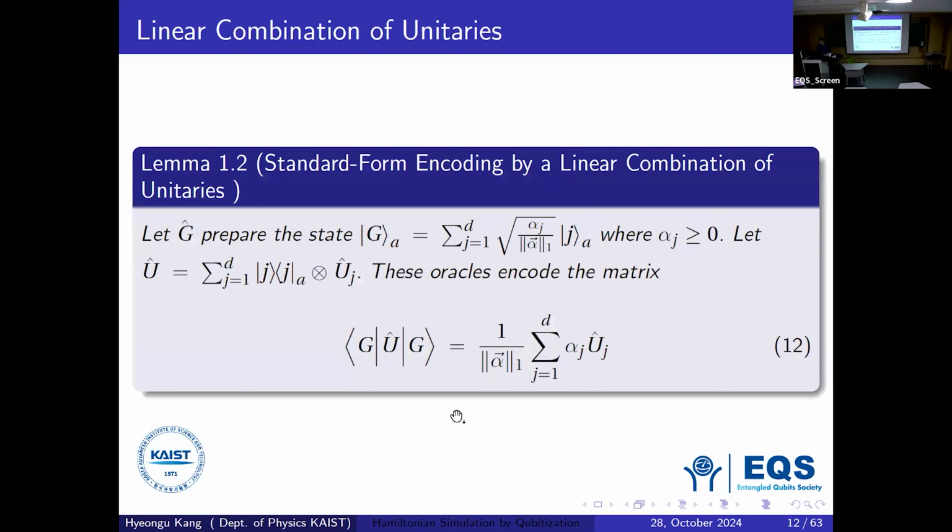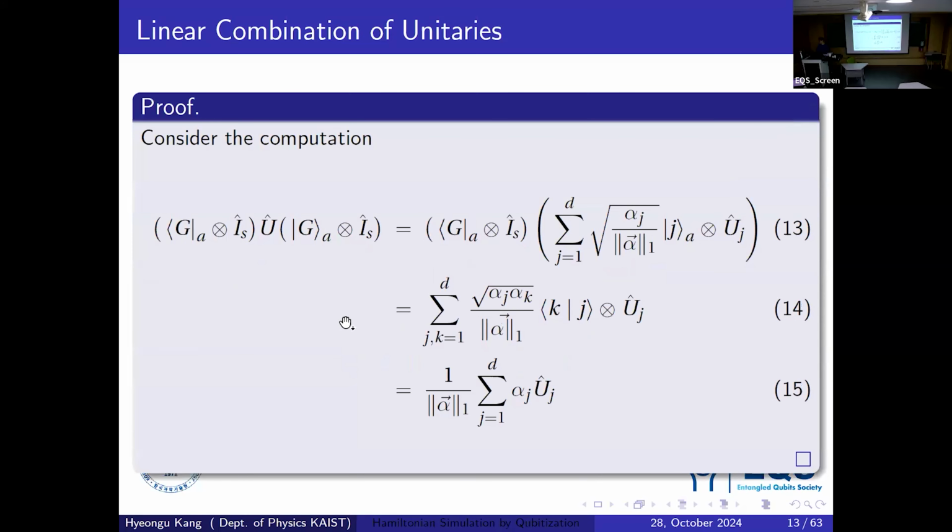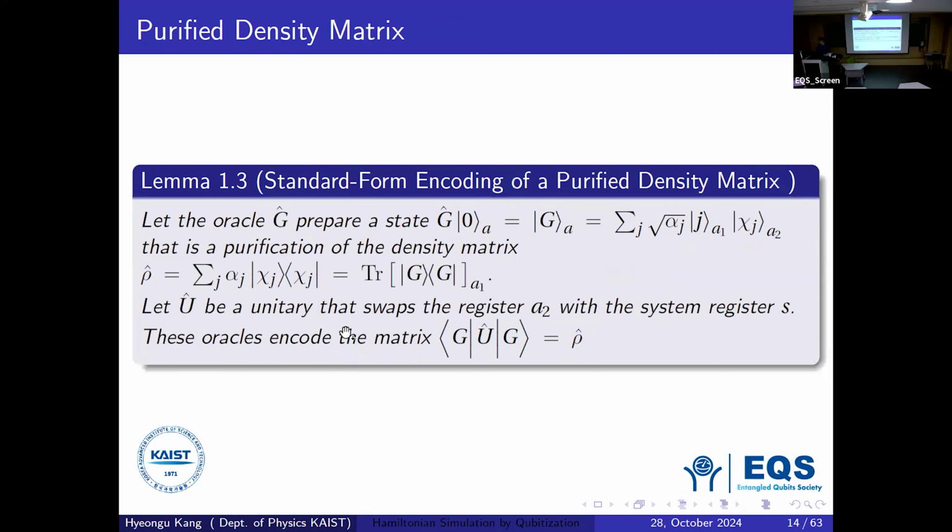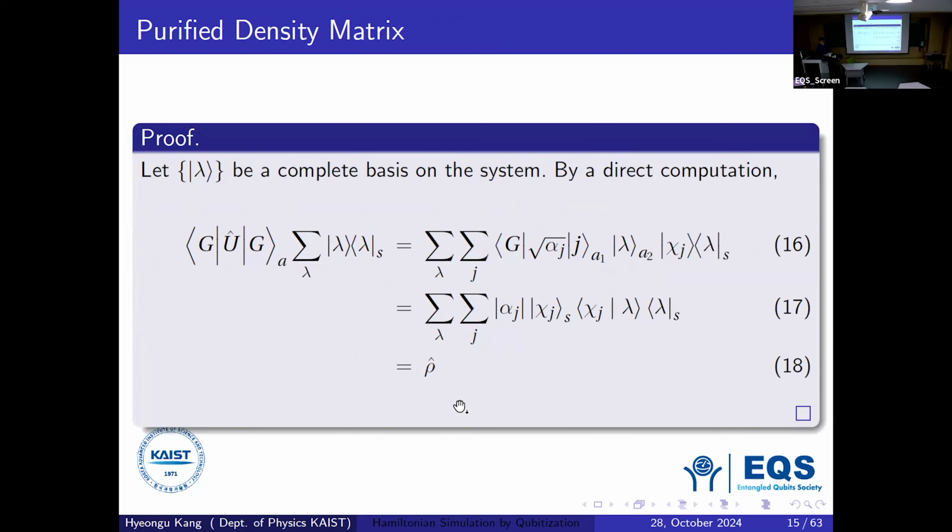These are a few examples, and they are not that important, so I'll briefly skip them. In the case of the Hamiltonian expressed as a linear combination of unitaries, we can get the state preparation oracle and the unitary operator like this. The proof is straightforward, so I'll skip it. This is the same for the purified density matrix. It is just a calculation, so I'll skip this for now.